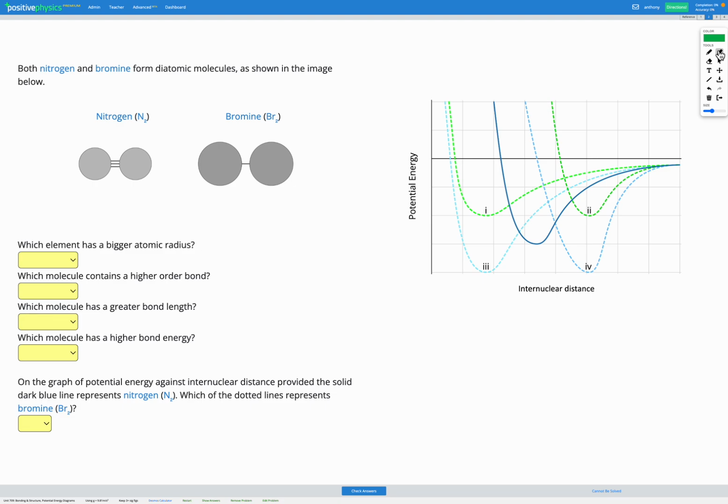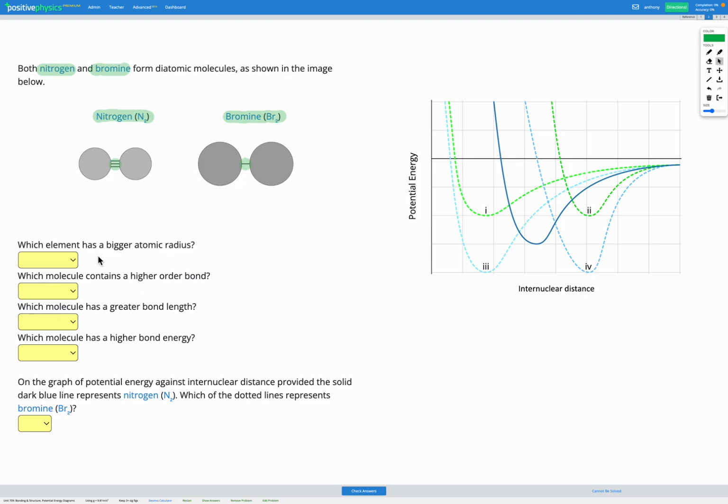In this question, we're thinking about nitrogen and bromine, which both form diatomic molecules. And we have images showing what they look like. So we can see that the nitrogen N2 molecule is shown with smaller atoms, since nitrogen has a smaller atomic radius than bromine, whereas bromine is shown with bigger atoms since it has a larger atomic radius. Nitrogen also forms a triple bond, so we can see we've got those 3 lines between our atoms, whereas bromine forms a single bond, so we've only got 1 line between our atoms.